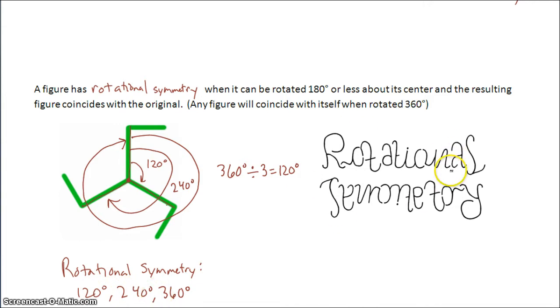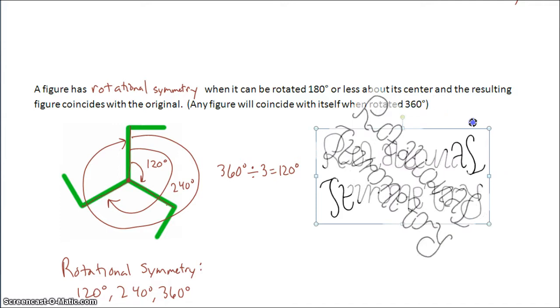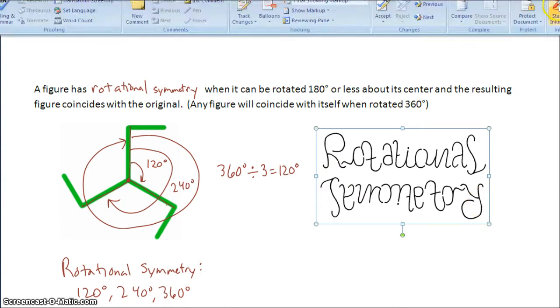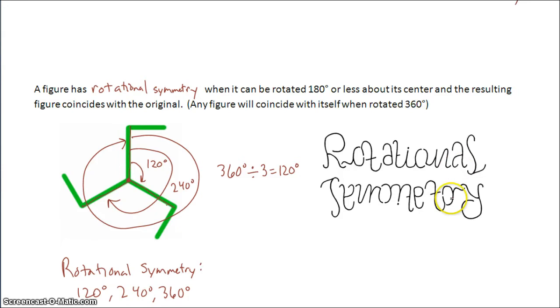In the second example, the words spell out rotational symmetry. And if you turn your paper upside down, the words still spell rotational symmetry. When you take a word and you can rotate it back around and it still spells the same thing, this is called an ambigram.